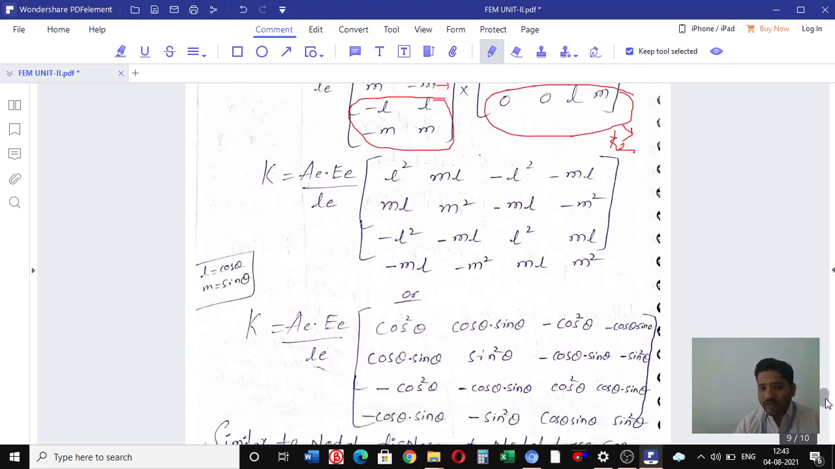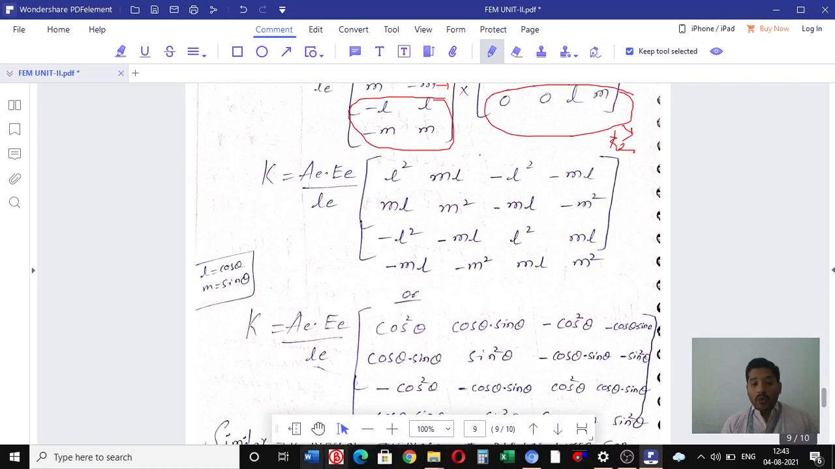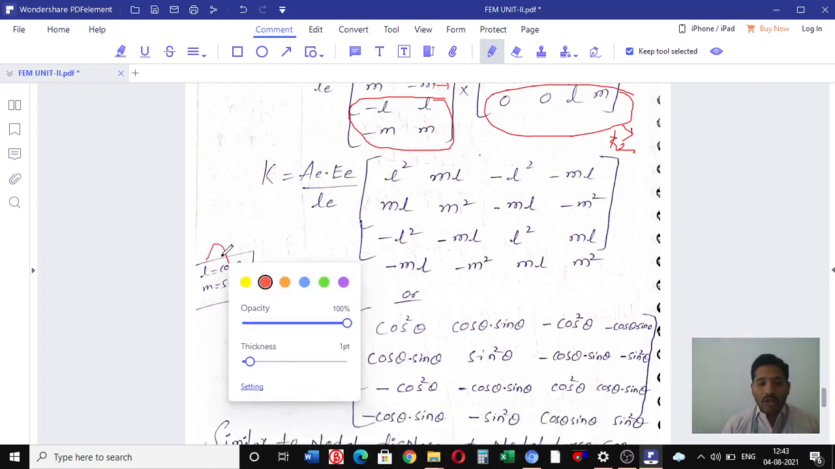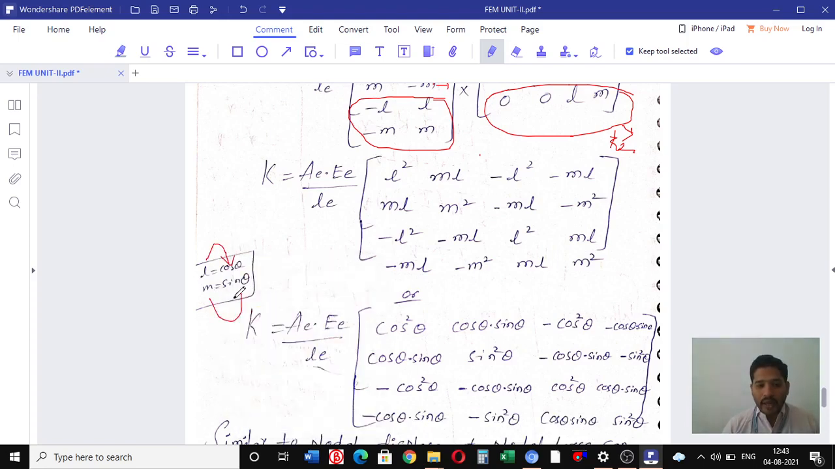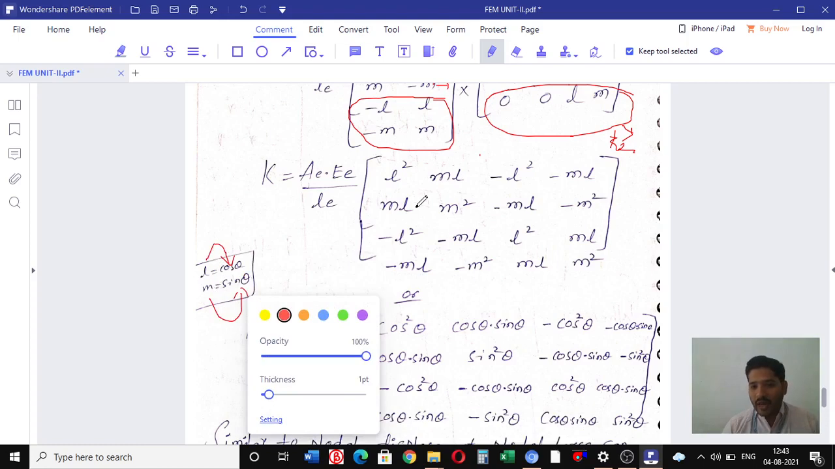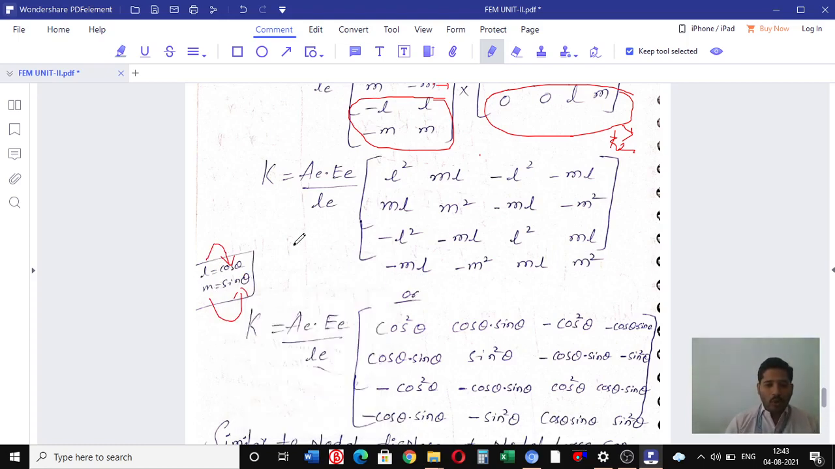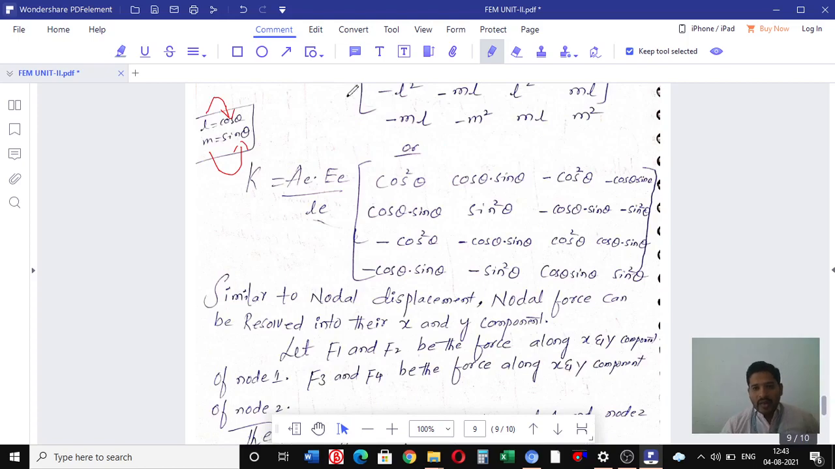No one is having the confusion. So I told you wherever L will be there, you can represent the value of cos theta. L is equal to cos theta, M is equal to sin theta. You can represent this value or this value. It is depending upon your choice. You can easily solve the problem. AE by LE. So here the L is nothing but, let us see the above figure.